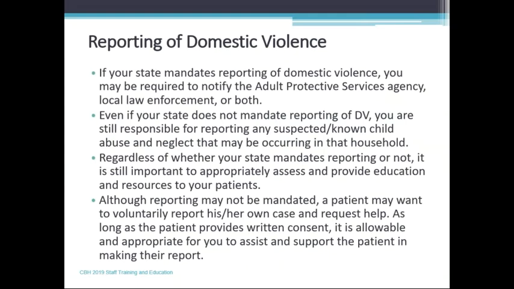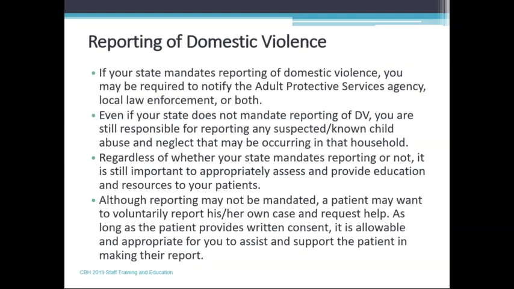So in reporting domestic violence, this is one that varies by state. You may be required to notify Adult Protective Services. You may be required to contact local law enforcement or both. Even if your state does not mandate reporting of you as a citizen or professional, you're still responsible for reporting any suspected or known child abuse and neglect that may be occurring in that household, which data does show that in a household where domestic violence is occurring between intimate partners, the chance of child abuse occurring in that same household is much higher.